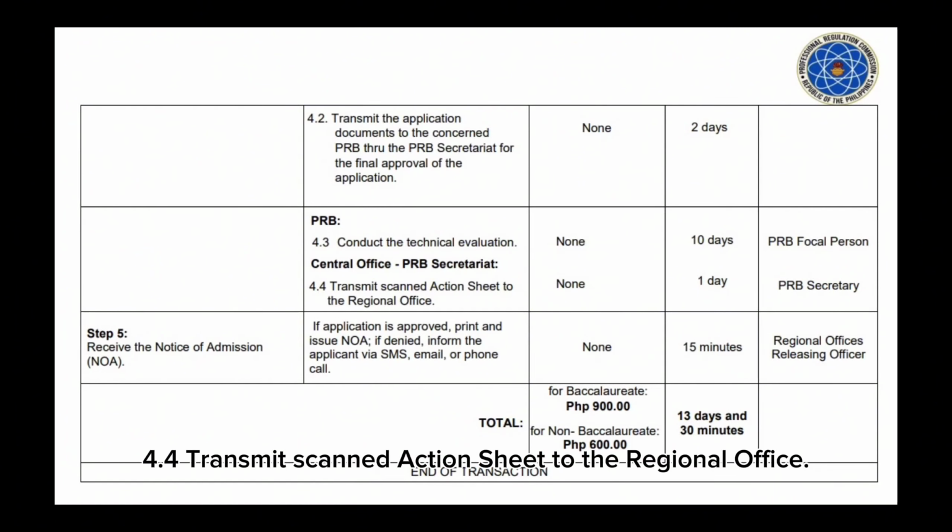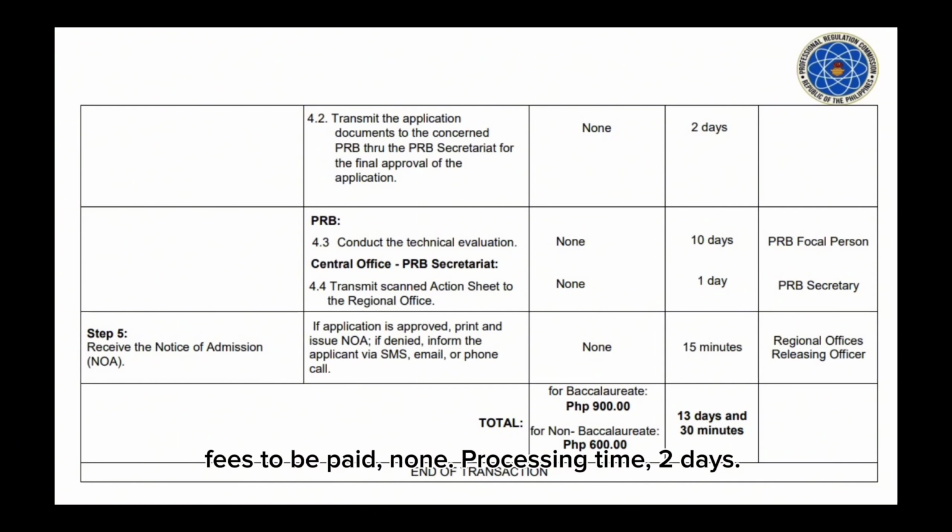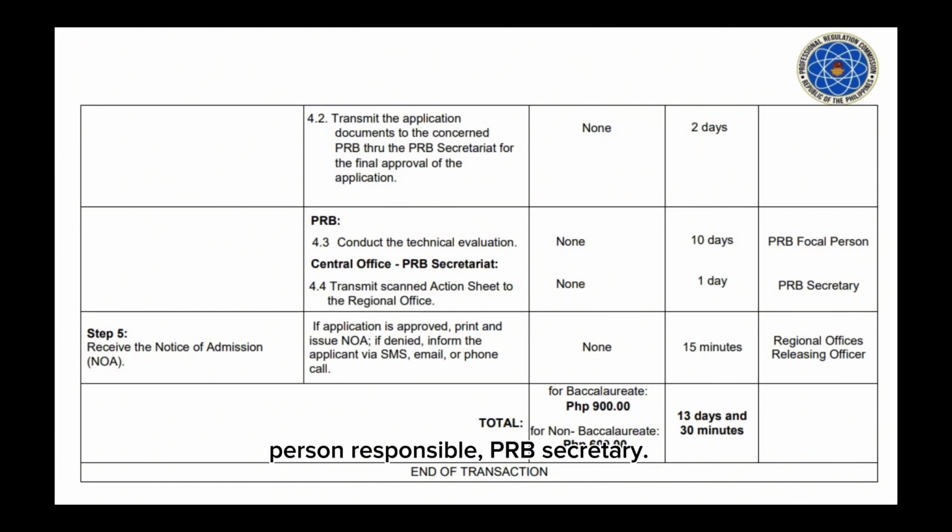4.4. Transmit scanned action sheet to the regional office. Fees to be paid? None. Processing time? 2 days. Person responsible? PRB Secretary.